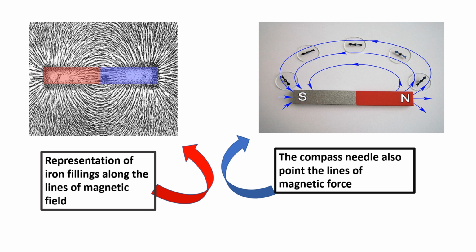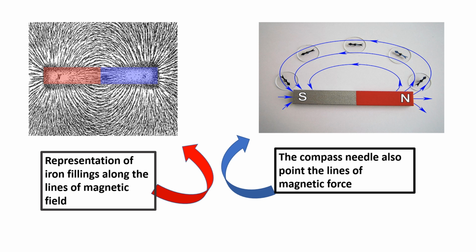A compass needle will also point along the lines of magnetic force. The direction of the compass varies from point to point. Therefore, magnetic field is a physical quantity with a magnitude and a definite direction. It's a vector quantity. The arrows are drawn to represent the north to south direction of magnetic field.